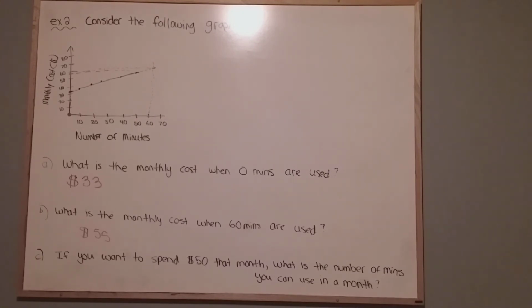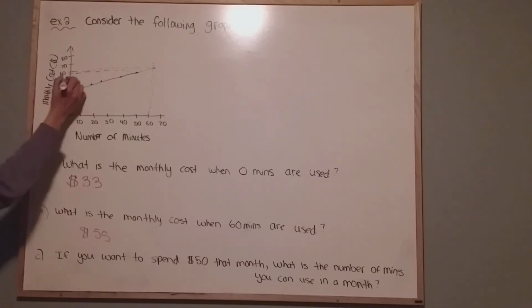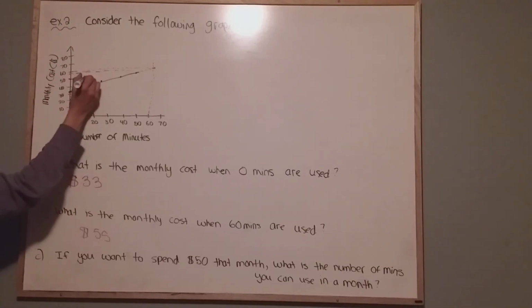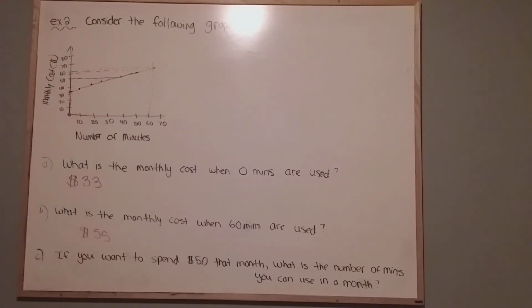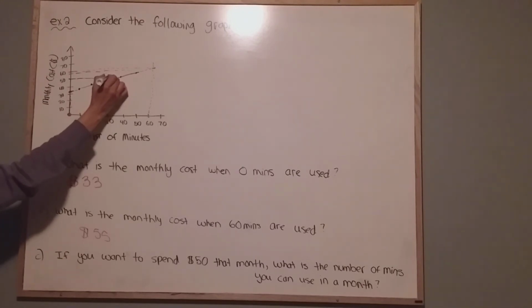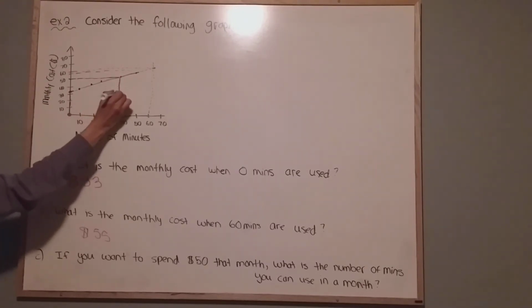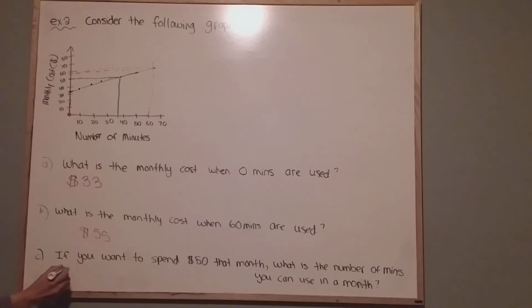C says, if you want to spend only $50, how many minutes can I talk on the phone? So if this is 50, right here, I go to my graph until I touch my graph, and then from this point, I keep going straight and then I come down. I get about 35 minutes. And this is off from my notes. On my notes it says 45. Like I said, it's because of my graph.